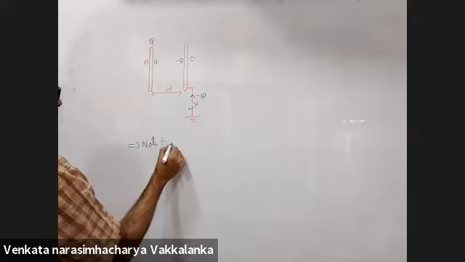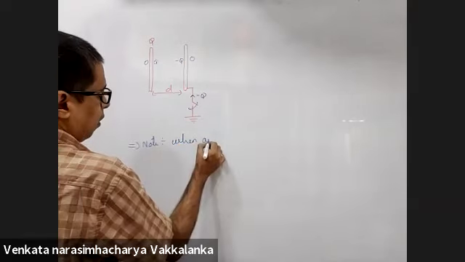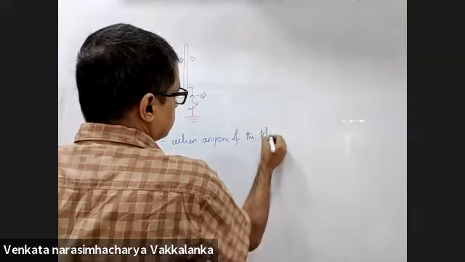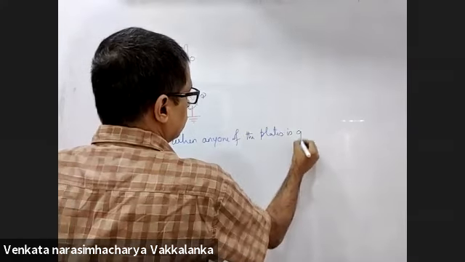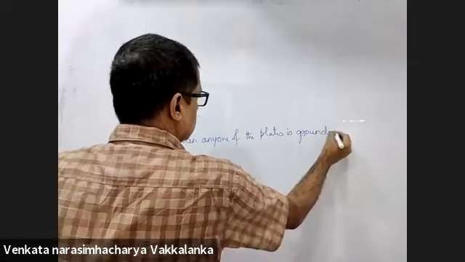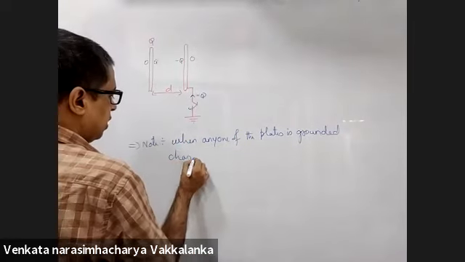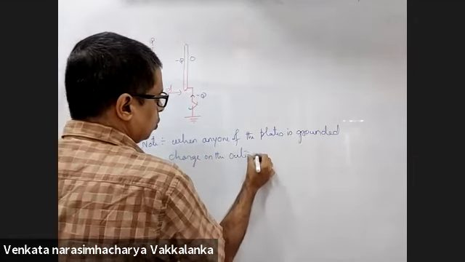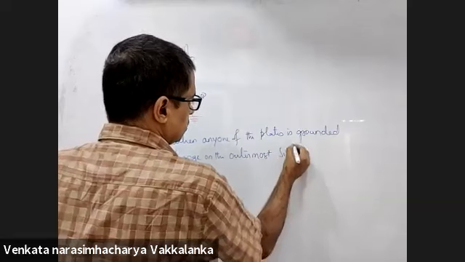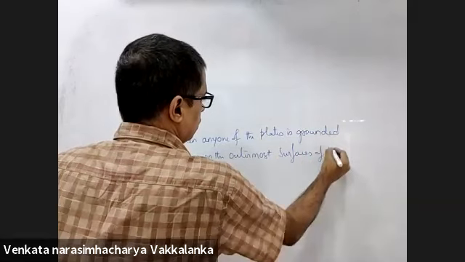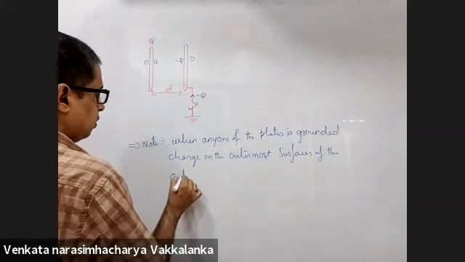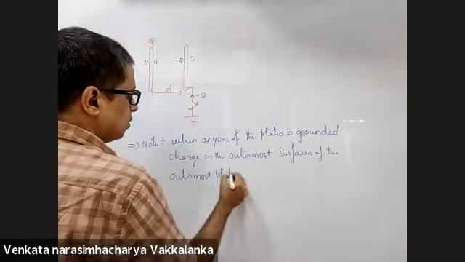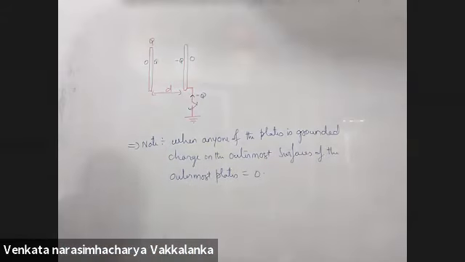Note, when any one of the plates is grounded, charge on the outermost surfaces of the outermost plates should be zero.